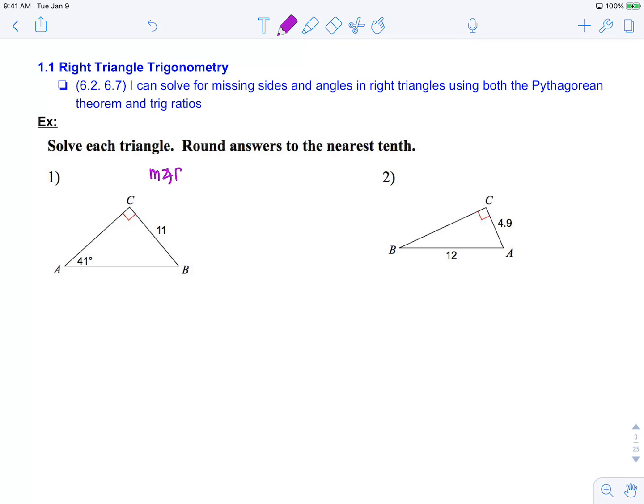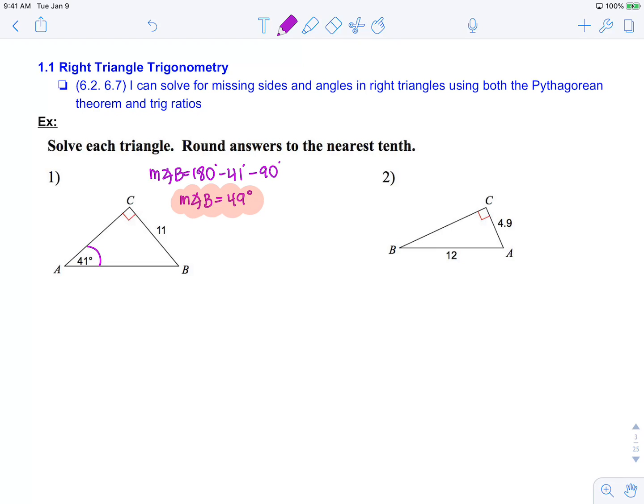So the measure of angle B is going to be 180 degrees minus 41 degrees minus 90 degrees. So the measure of angle B is 49 degrees. Now that we know angle B, we should find our other sides.